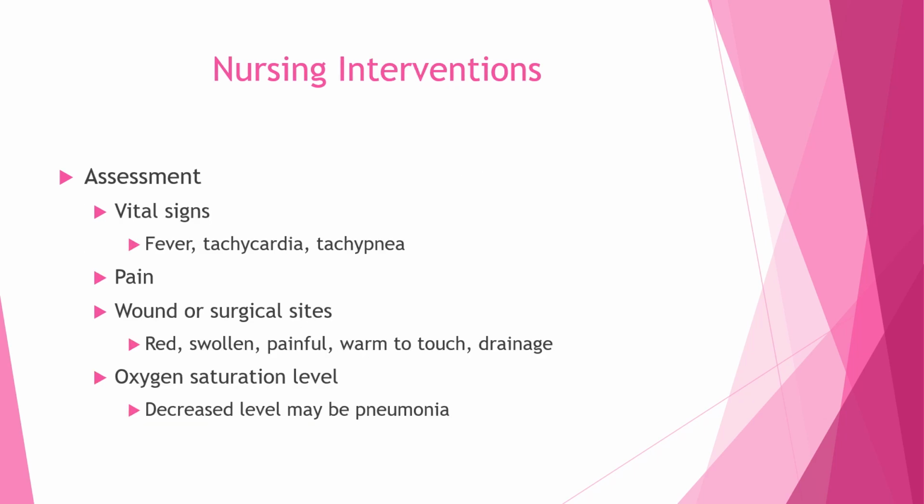Nursing interventions, what are we going to do? We are going to assess and then we're going to reassess, and if need be, we are going to assess again. We are looking at vital signs. They may have a fever, tachycardia, tachypnea. They may complain of pain. There may be a wound or a surgical site, so we need to assess: is it red? Is it swollen? Is it painful? Is it hot to the touch? Does it have drainage? We are going to monitor the oxygen saturation level. It may be decreased because they have pneumonia.